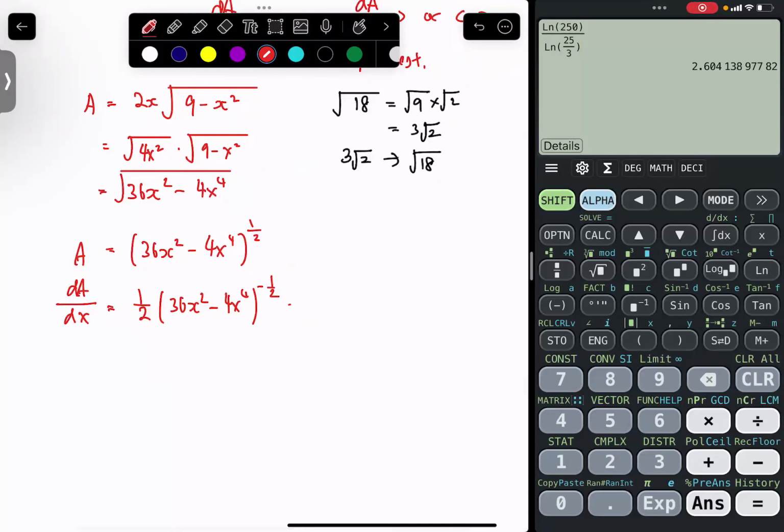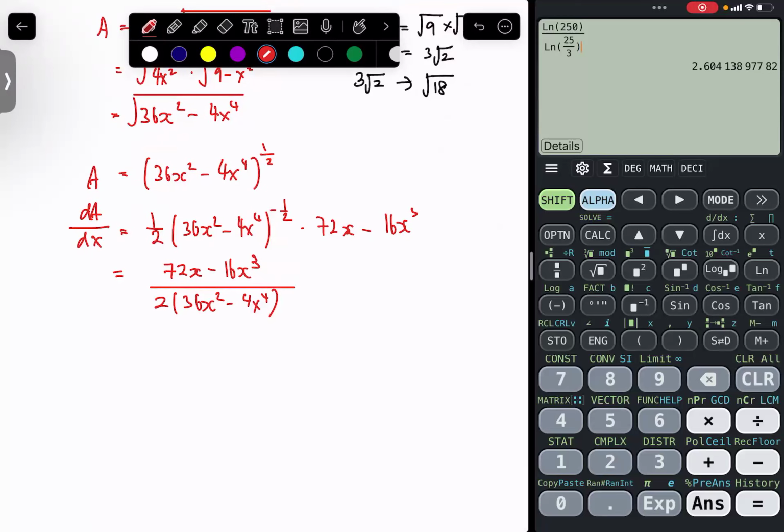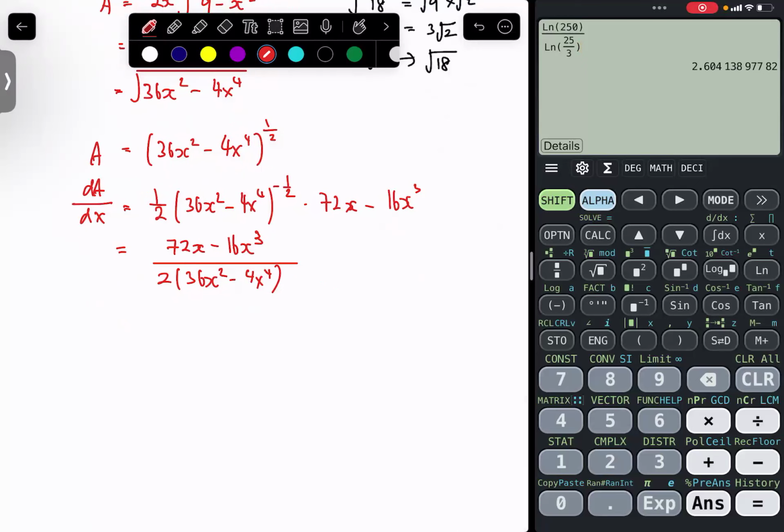the differential that is inside, which is 72x, minus 16x cubed. So I'll get 72x minus 16x cubed over 2 bracket 36x squared minus 4x to the power of 4, square rooted. I probably can simplify this, but I'm not going to do that. So dA/dx equals 0.